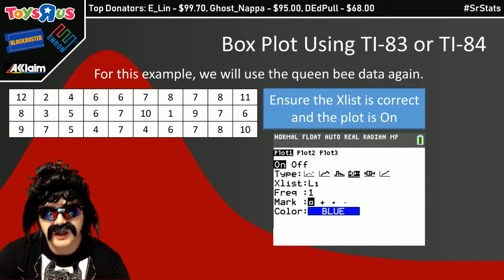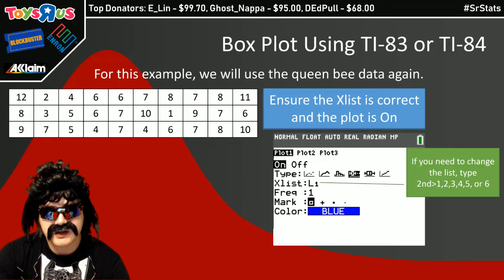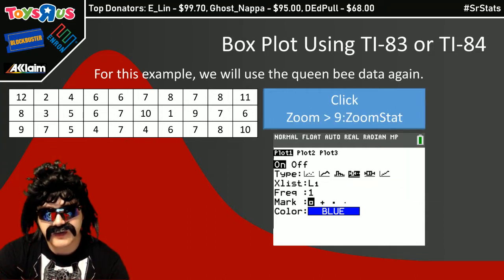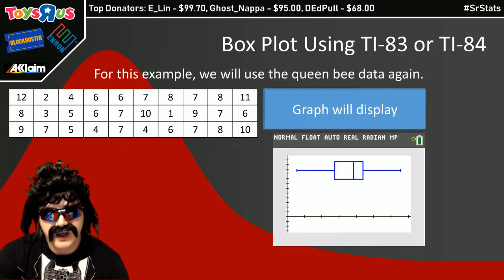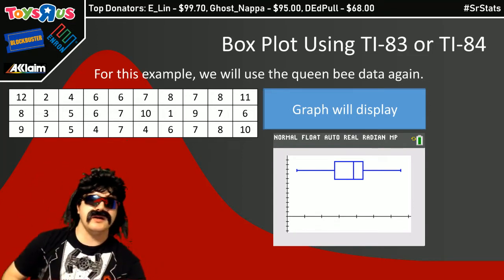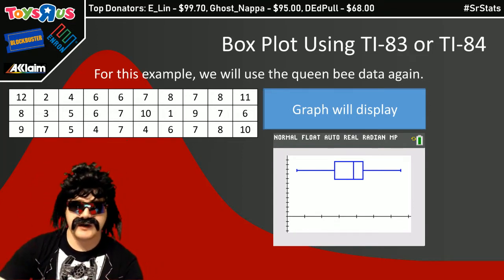We want to ensure that the X list is correct and the plot is on. Again, if you need to change the list, type second, 1, 2, 3, 4, 5, or 6 based off of it. After we've done that, we're going to click zoom 9 again. So in zoom, we hit 9, and then the graph will display. So here's our graph for the Queen Bee partners.